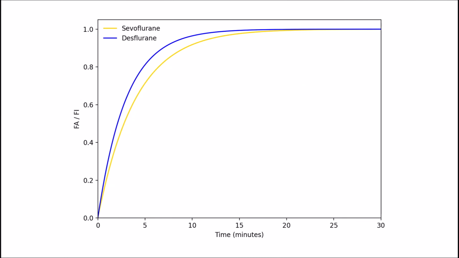In this particular picture, sevo is in yellow versus desflurane in blue, and you can see that desflurane achieves adequate depth of anesthesia more rapidly, though this is limited by pungency and likely not clinically advantageous in this situation.